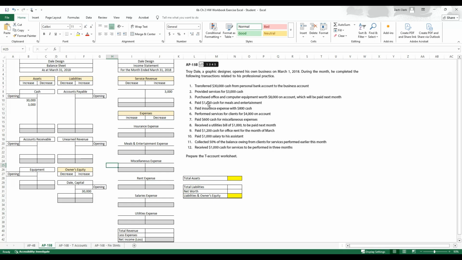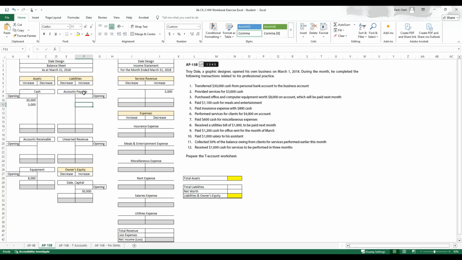Okay, transaction 3, we purchased office and computer equipment worth $8,000 on account, which will be paid next month. So those are all important things to keep in mind. So here are the things we can know. We purchased, so we got some office and computer equipment. So let's look at, here's our equipment account. So it was $8,000. Equipment increased. And we didn't pay cash for it, so cash won't decrease, but instead we bought it on account, which in other words means that we purchased it on credit. We have some sort of liability for that purchase that we'll need to pay in the future.